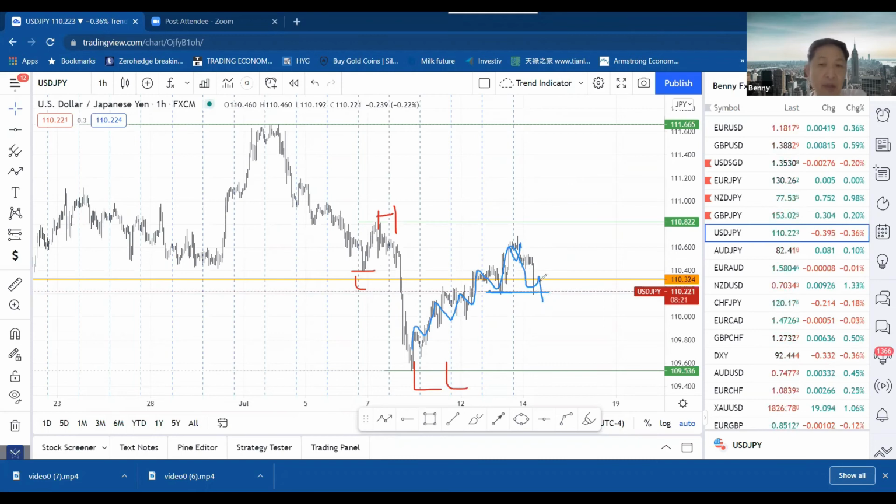So now, if you are looking to sell, wait for this low to be taken out. Once the low is taken out, price comes back, you can sell, because now you are selling with this downtrend.